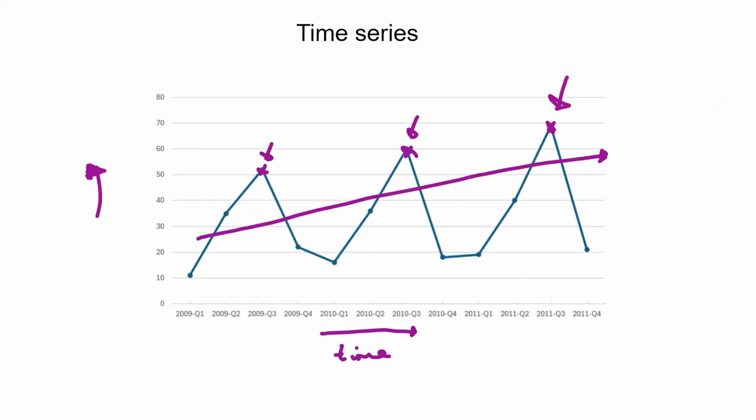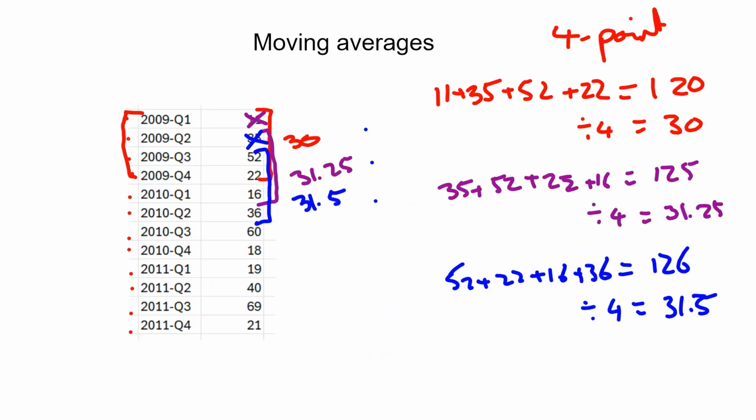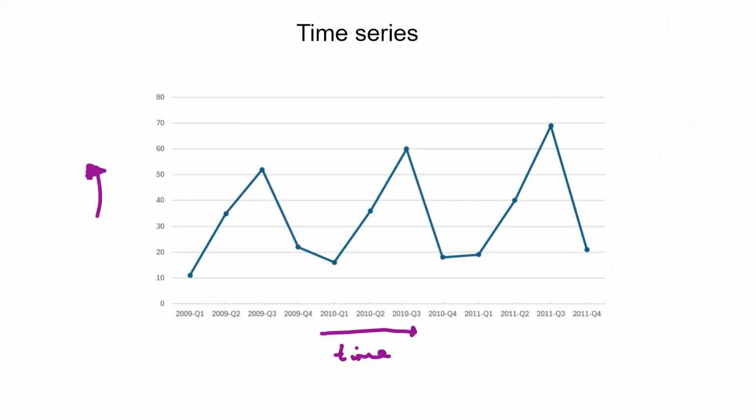Now, if we take this back to our time series graph, we can plot those on our time series. Now, if we look here, we've got a 4-point moving average for these red bits. We plot it in the middle of that group. So we'd plot it between quarter 2 and 3, and we'd go up to 30. So in between 2 and 3, up to 30, it'd be plotted there.